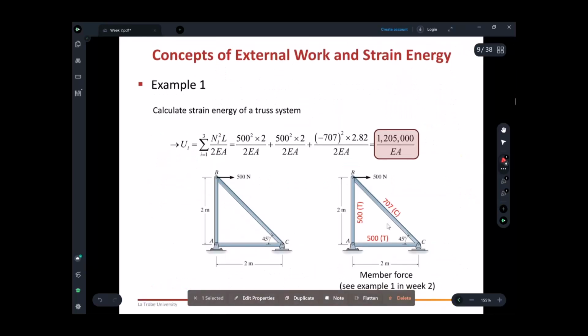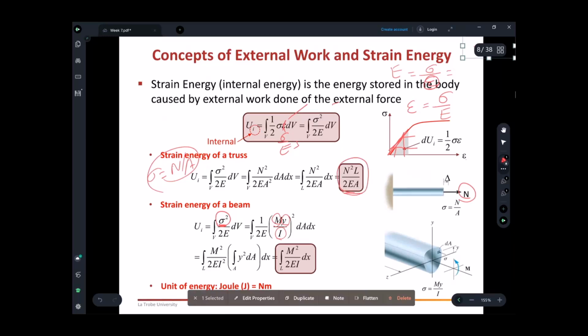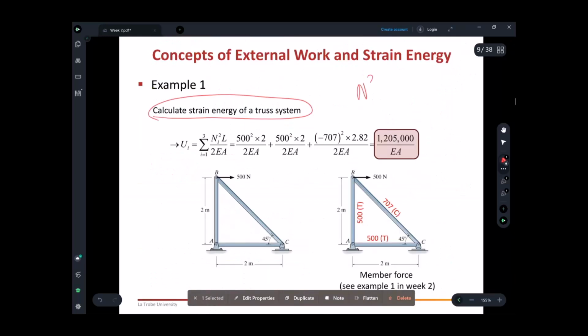All right, let's take an example here that calculates the strain energy of the truss systems, and we have equations. N square L over 2EA. That is the equation for calculating the internal energy. What is N? N is the internal force in the member. L is the length of the member. EA is called axial stiffness. Axial stiffness means how stiff it is, right? So that is EA.